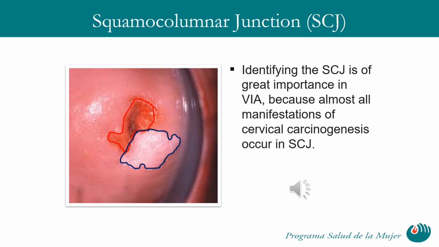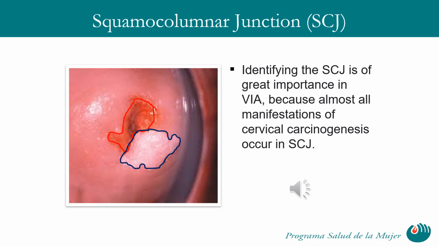During VIA, the acetic acid solution applied to the cervix causes abnormal cells, particularly those that are dysplastic or precancerous, to turn white, or aceto-white as it is described, making them visible to the practitioner. These changes are most likely to occur at or around the squamo-columnar junction.